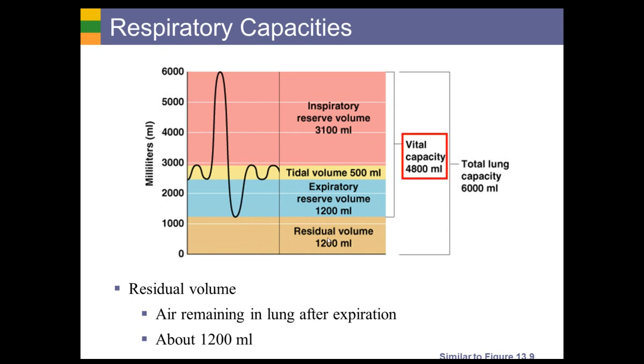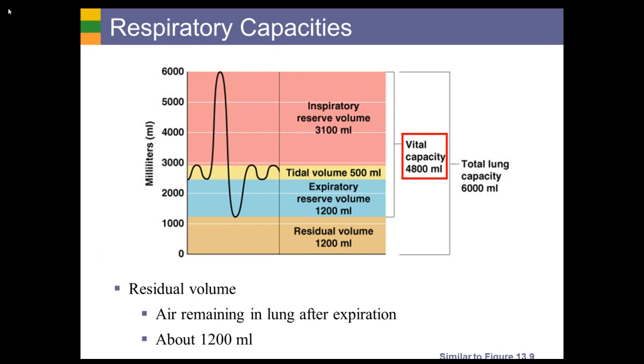So these are different volumes. These are amounts that can be measured. We can determine what are called capacities by doing calculations. And the vital capacity is the inspiratory reserve volume, the tidal volume, and the expiratory reserve volume added together. So if we add these three together, this is called the vital capacity, and that's basically the maximum amount of air that you can bring into and out of your respiratory system.